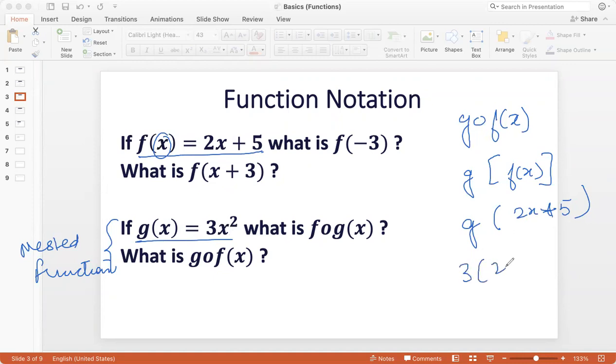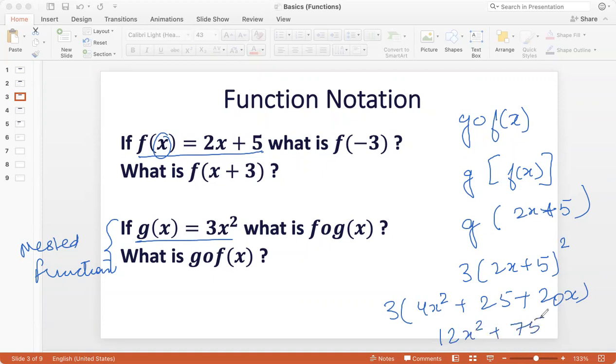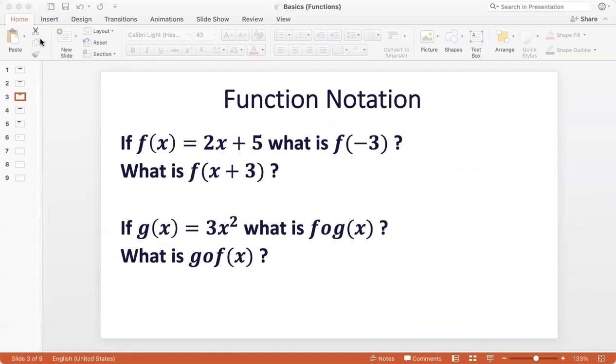So I get 3 times (2x plus 5) the whole squared, which is 4x squared plus 25 plus 20x, because (a plus b) whole square is a squared plus b squared plus 2ab. So that's 12x squared plus 75 plus 60x. So this is the definition of g of f of x. Okay, let's go on.